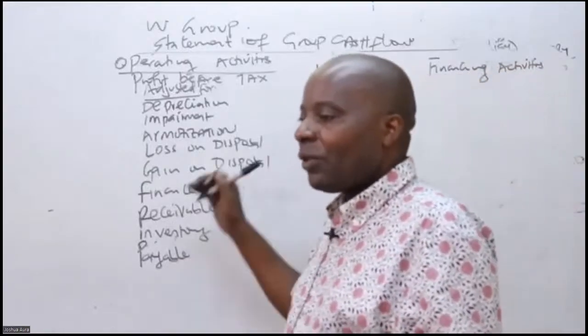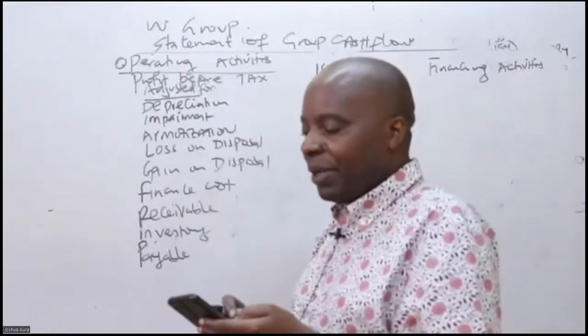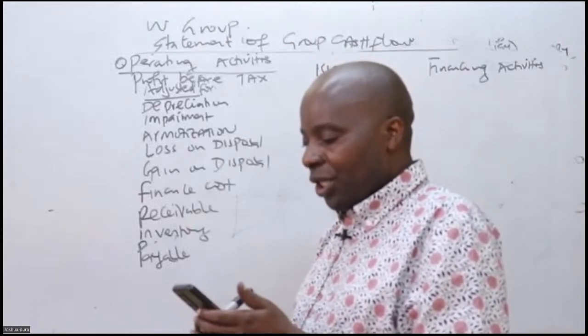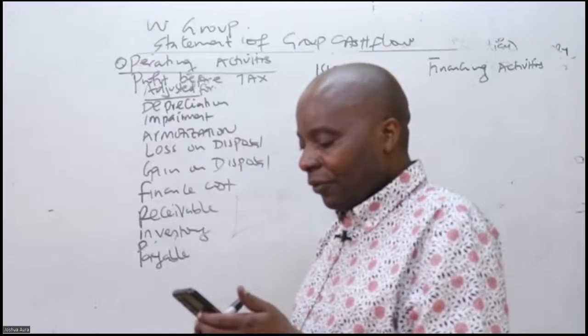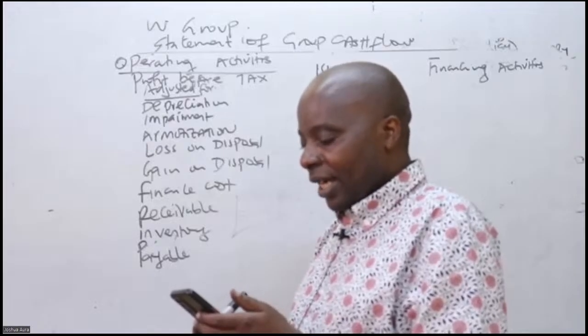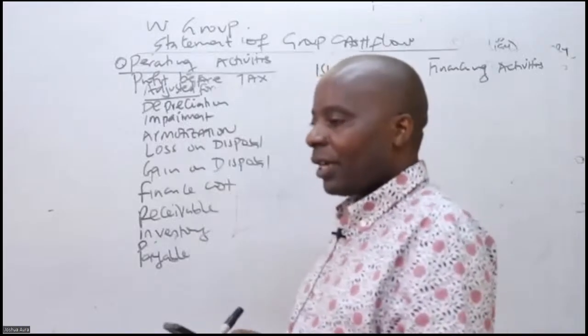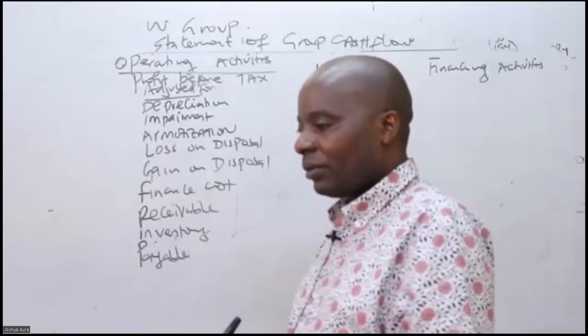PBT, Terry, what have we done with PBT? We've taken the PBT for the continuing. I hope you are able to see PBT for the continuing from the statement of P&L. Are you able to see the profit before tax? Terry, there as 1464. Are you able to see that 1464?